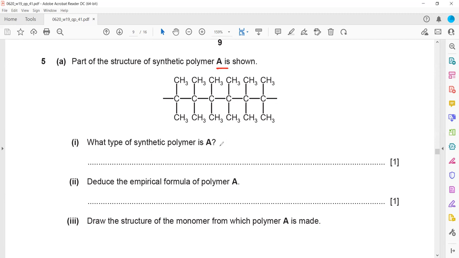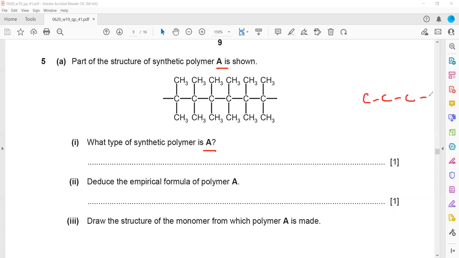So, what type of synthetic polymer is A? How to identify that? Because there are two types of polymers: addition polymer and condensation polymer. How to identify whether it is an addition polymer or a condensation polymer? If it is an addition polymer, then the molecules are linked by a carbon chain, like carbon atoms linked with each other.